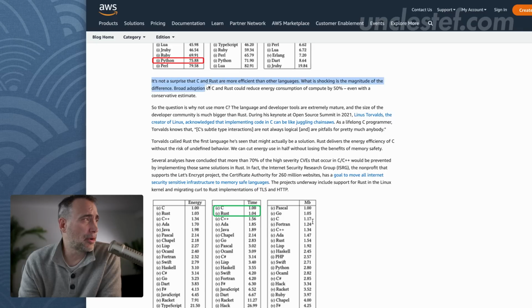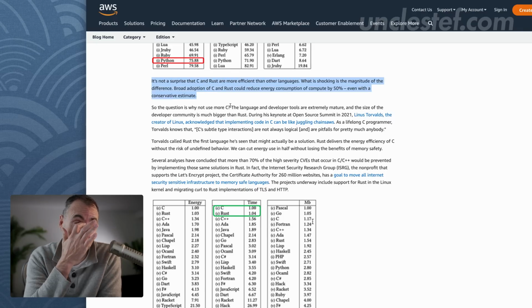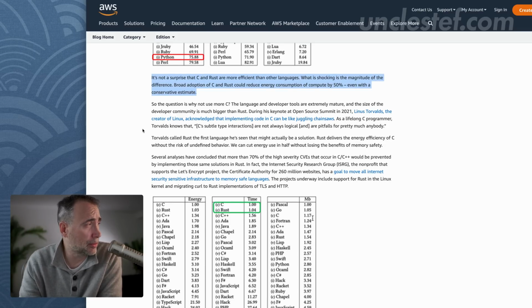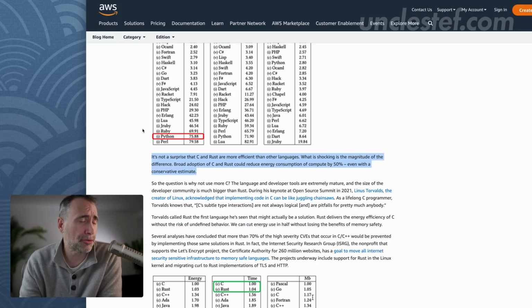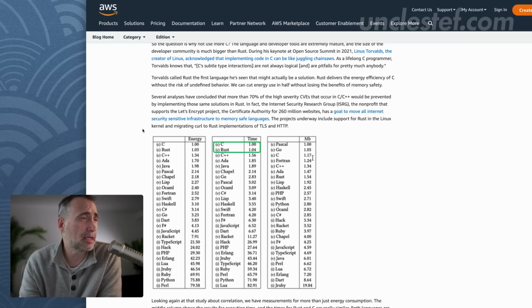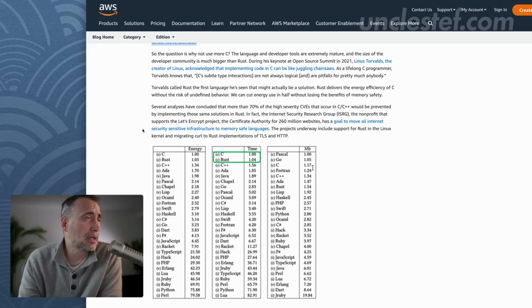So they summarize, it's not a surprise that C and Rust are more efficient than other languages. What is shocking is the magnitude of difference. Broad adoption of C and Rust could reduce energy consumption of compute by 50%, even with a conservative estimate. Yeah, but how much time and energy are going to be put into rewriting everything, you know? I don't know. But, you know, so we reduce our energy consumption by half of 1% around the world. It's something. So the question is, why not use more C?